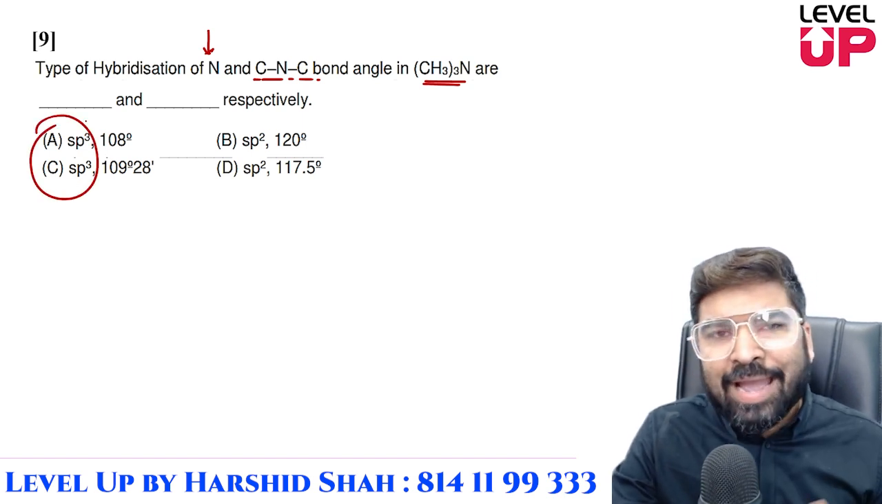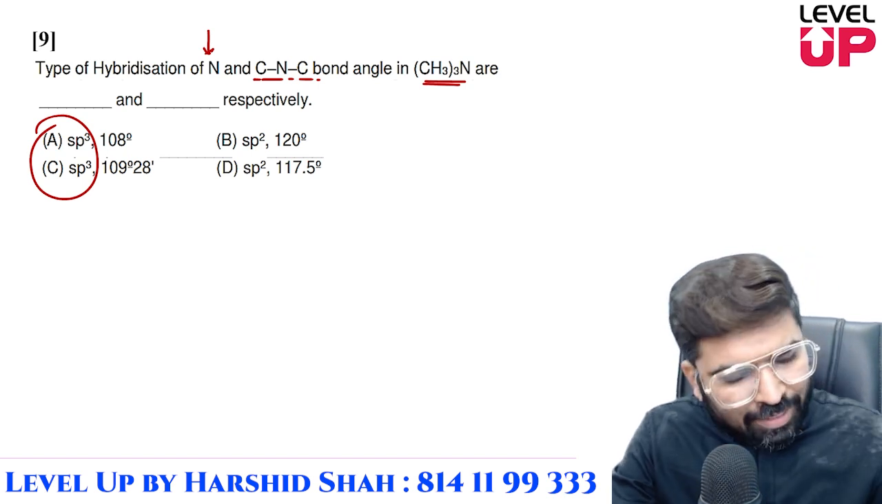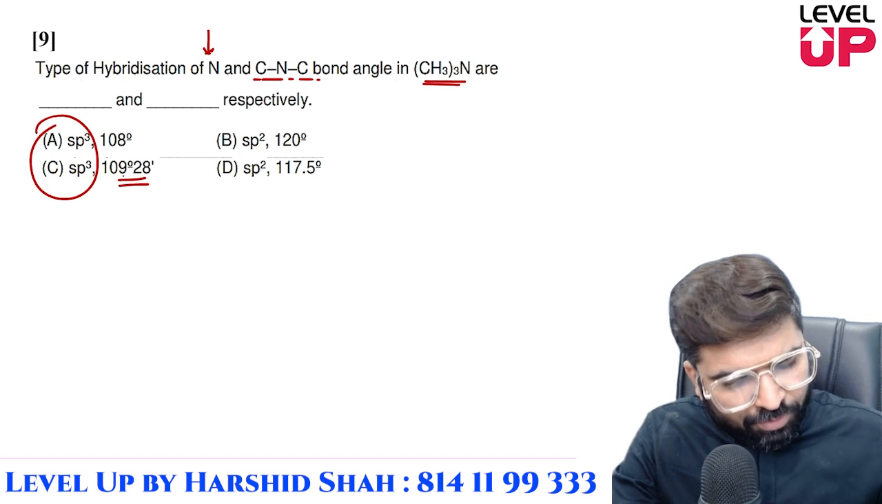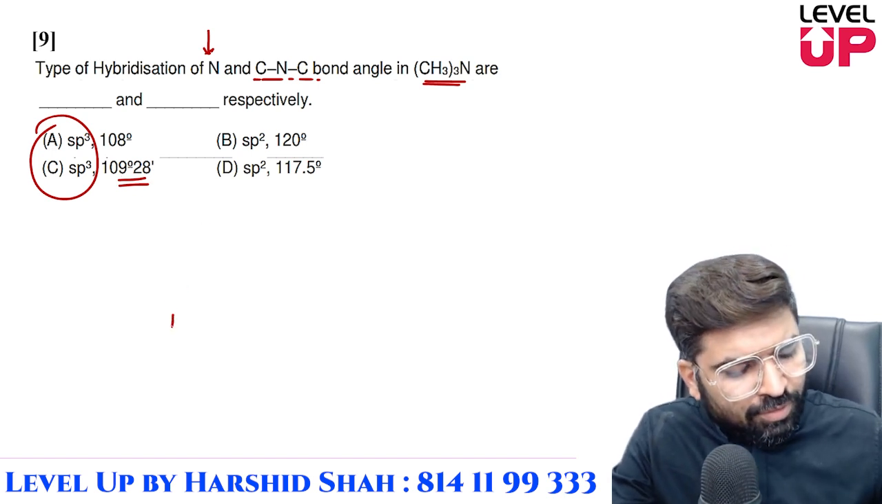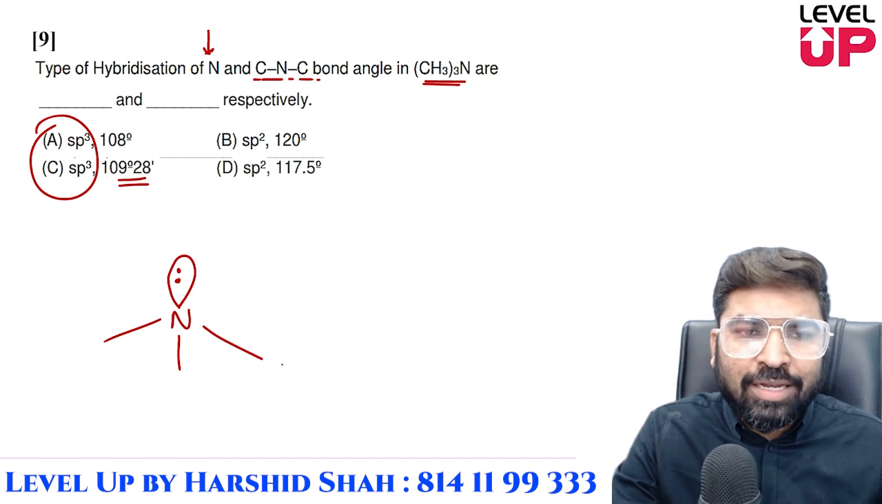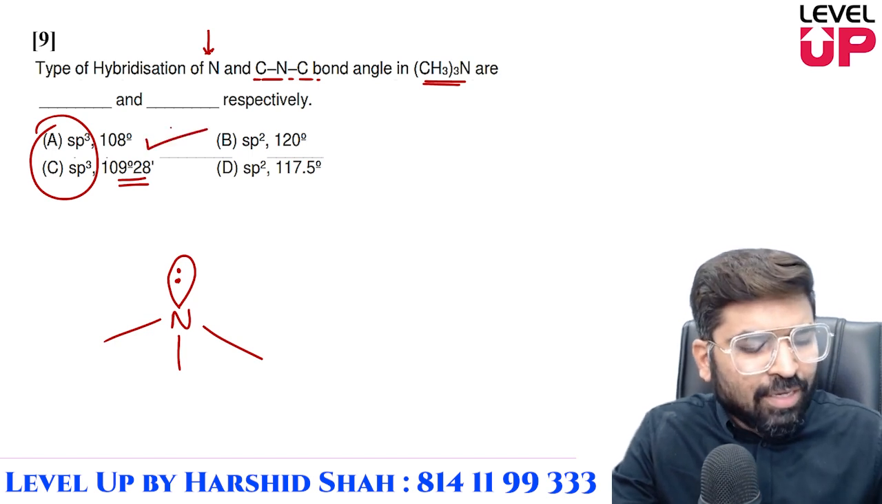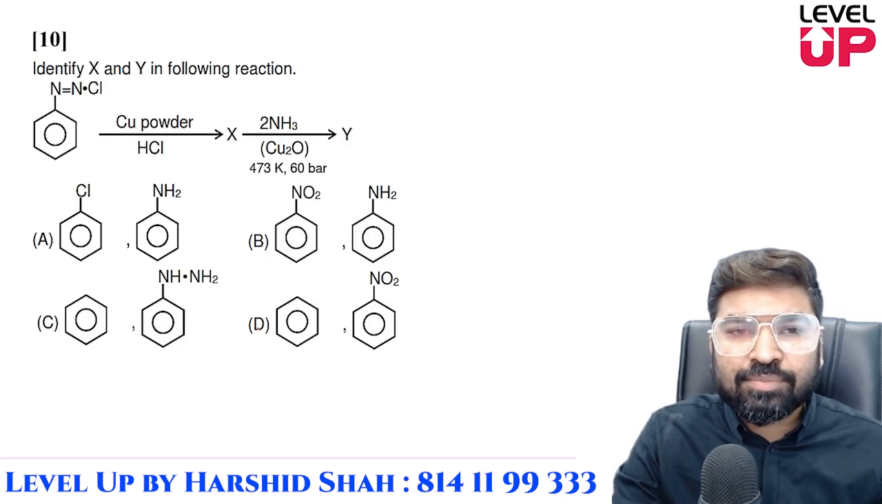And what should be the angle? Now it is carbon, nitrogen and carbon. Can it be exactly 109 degrees and 28 minutes, right? Yes or no? The answer is no. Since the nitrogen has a lone pair, the lone pair and bonding pair repulsion means the angle is going to be lesser, so definitely it should be A which is your answer and not C, right?